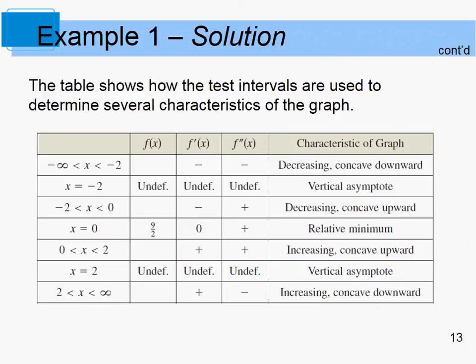So, on all of these values, this is basically what we determined right here. From negative infinity to negative 2, it's concave down and decreasing. At x equals negative 2, it's undefined because we've got a vertical asymptote. From negative 2 to 0, it's decreasing but concave up. At x equals 0, we have a relative minimum. From 0 to 2, it's increasing but still concave up. At x equals 2 is the vertical asymptote, and then from 2 to infinity, it's increasing but concave down. So we can draw that.